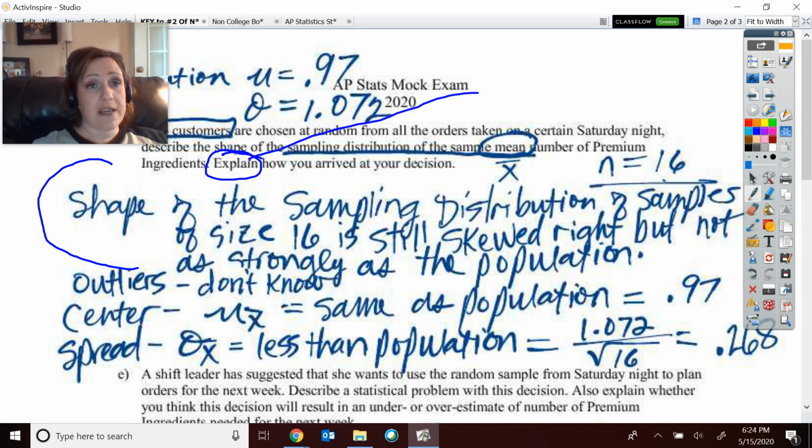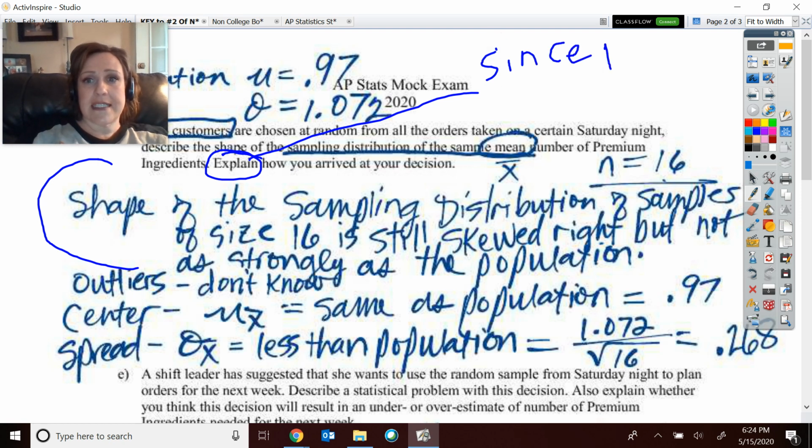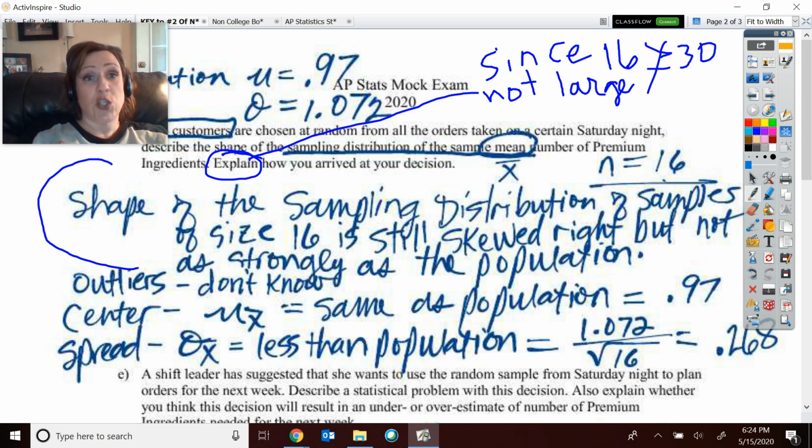And so in order to get full credit, I should have said, since 16 is not greater than or equal to 30, it is not large enough to become approximately normally distributed, and so on. And so that's what you would say here. But you would write this out, of course.